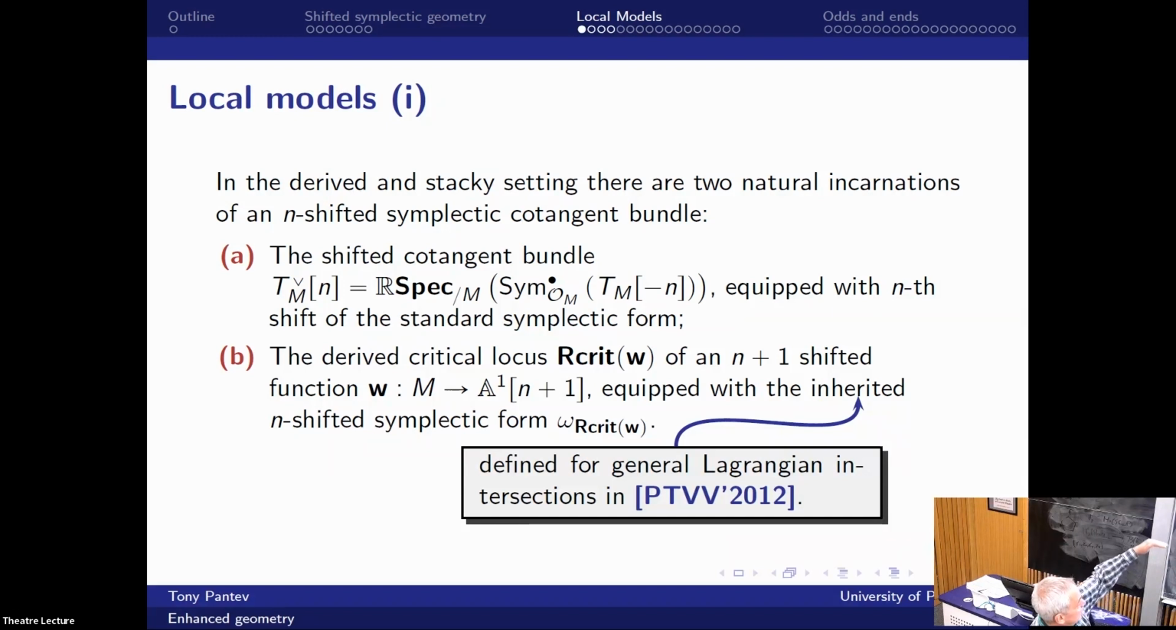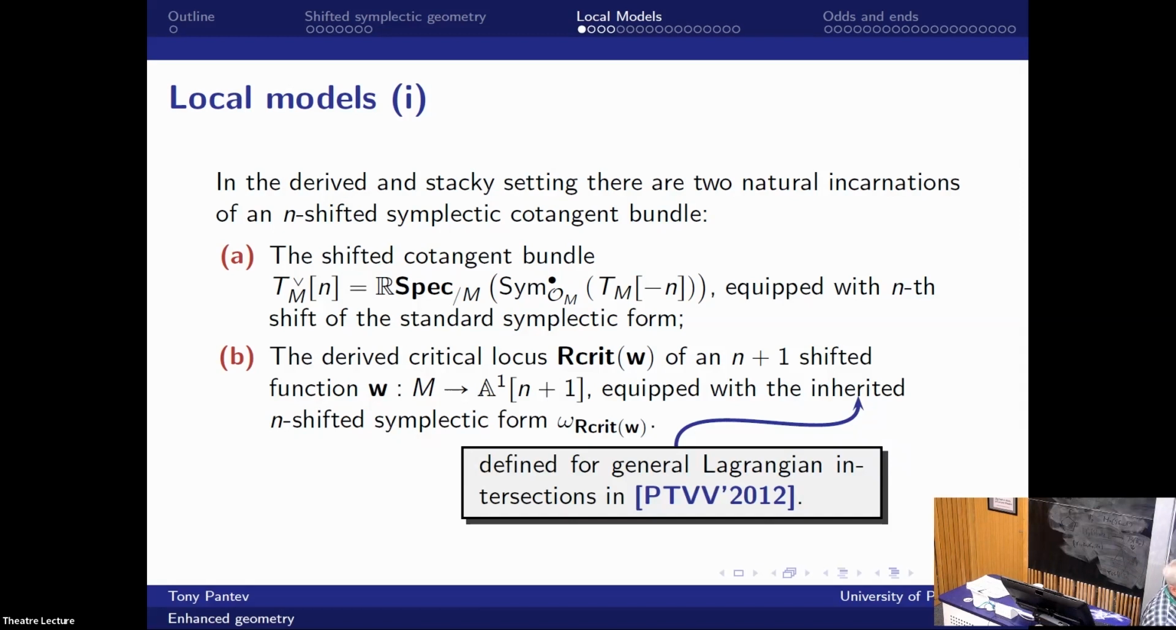In fact, the standard shifted cotangent bundle is a special case of this if the function is constant. If the function is constant, you just have the self-intersection of the zero section inside the shifted cotangent bundle, and that's the shifted cotangent bundle itself. So in this derived shifted symplectic world, there is this extra freedom that you could actually modify or deform shifted cotangent bundle into a derived critical locus. And in fact, it's quite easy to check that these two guys are not isomorphic. You cannot make them locally isomorphic.